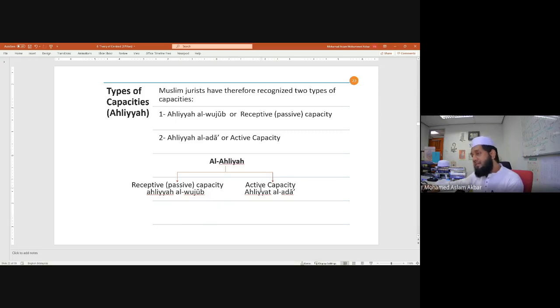And then on the other side, you have active capacity, right? Again, under the active capacity, you have incomplete and complete. The example for the incomplete is what? Shabi al-Mumayyiz, the distinguished child. Another one is active capacity complete. What is the example for the complete? All of us, adult. All right. You just remember all these examples, then you will understand one by one.